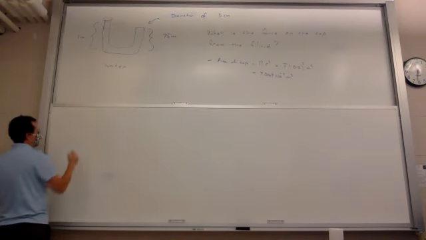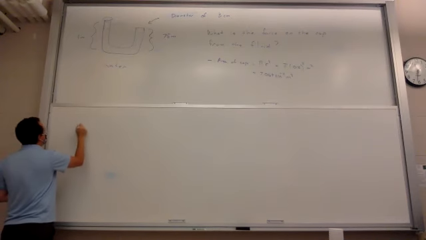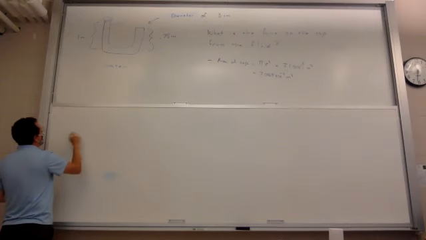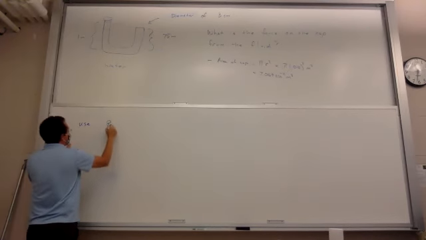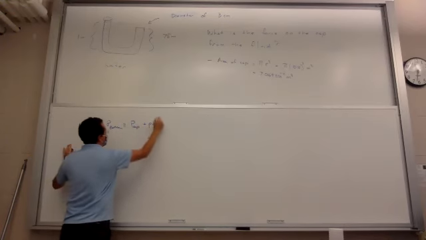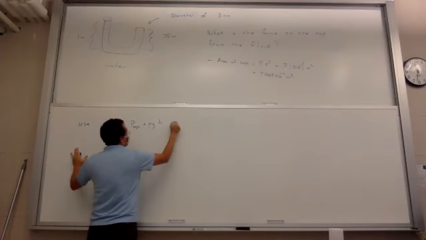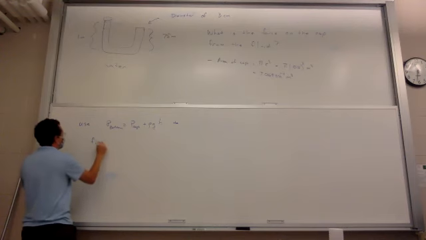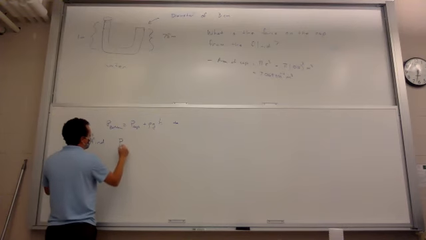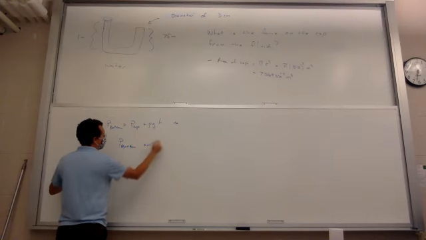I'm just going to lay out the steps now, and then you need to fill in the details. So we would use pressure at the bottom equals pressure at the top plus rho g h to find pressure at the bottom on the left.